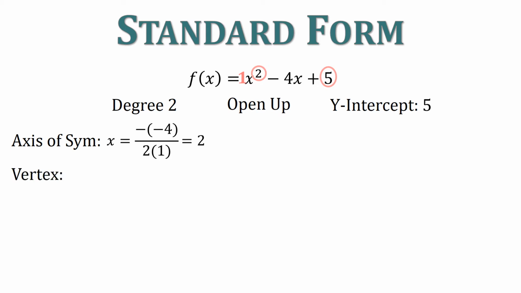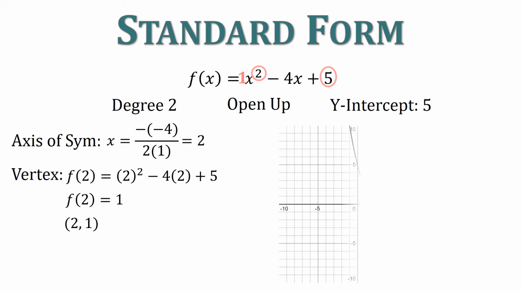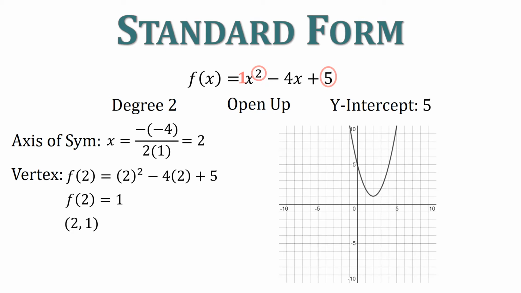So now let's find our vertex. We find our vertex by taking our x that we found for axis of symmetry and plugging it into our function. So now we have 2 squared minus 4 times 2 plus 5. 2 squared being 4, negative 4 times 2 being negative 8. 4 minus 8 plus 5 is 1. Remember, you can enter that step in your calculator all at one time. So our vertex is 2, 1. We plugged in our x, we found our y, we have our x and our y to make an ordered pair. So let's look at the graph.